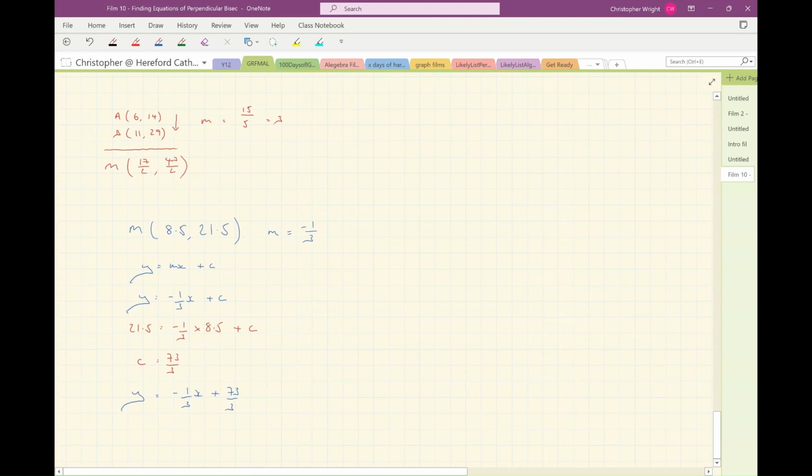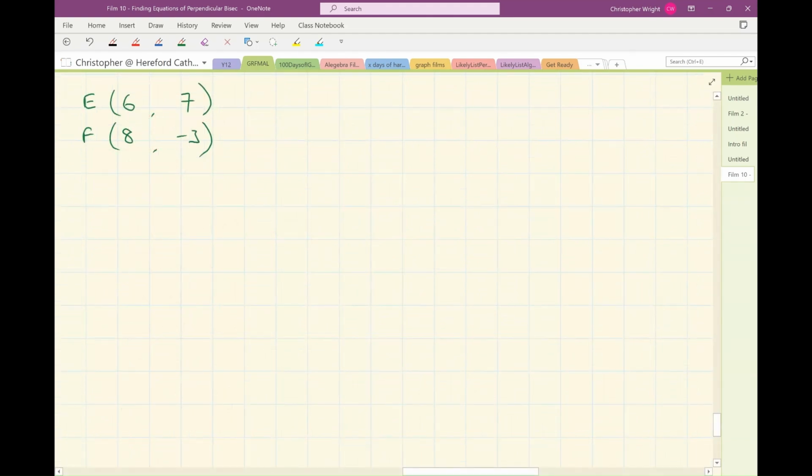Right, let's have a look at another example. Okay, this time let's focus on the points E and F. We're going to find the equation of the perpendicular bisector of the line segment EF. If you know what you're doing, pause the film and carry on without me. The first thing I'm going to do is find the gradient of the line EF. So little m equals, going top to bottom, 7 to minus 3, that's minus 10, over 6 to 8, that's 2. So the gradient of the line segment EF is minus 5.